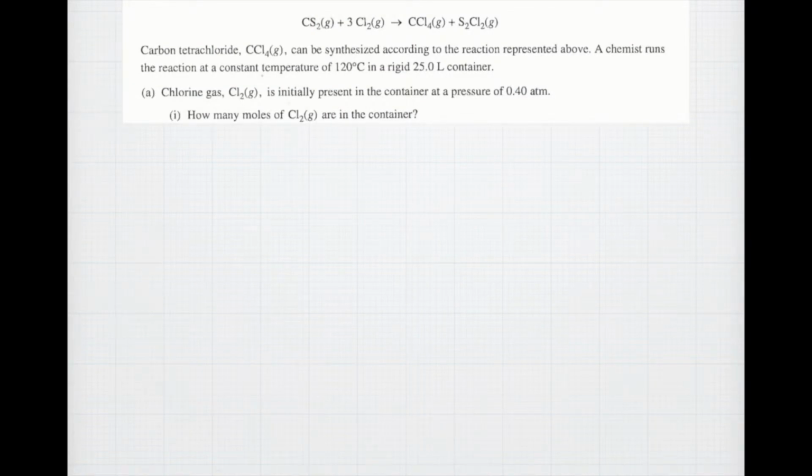So for this first question, it gives you a reaction, and the main things you need to notice are the fact that CCl4 is going to be made. This reaction is balanced. You're at 120 degrees Celsius, and you have 25.0 liters. So that's your volume. It tells you that you have chlorine gas, and it's initially present at a pressure of 0.40 atmospheres.